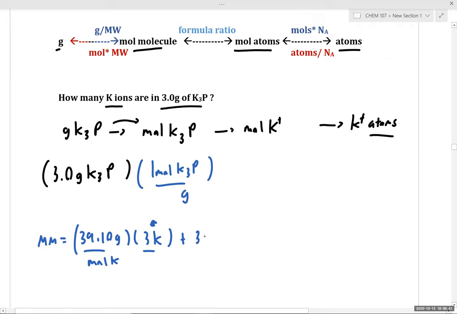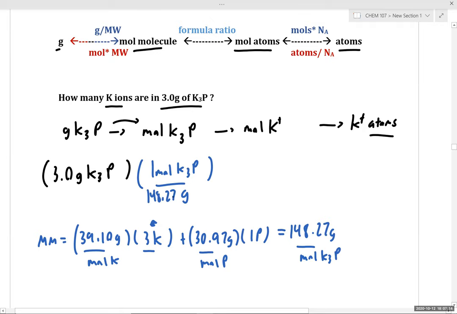For phosphorus, we have 30.97 gram per mole of phosphorus, and we have 1 phosphorus atom. So punching this into our calculator, that gives us a mass of 148.27 gram per mole of potassium phosphide. So I plug that in up here.